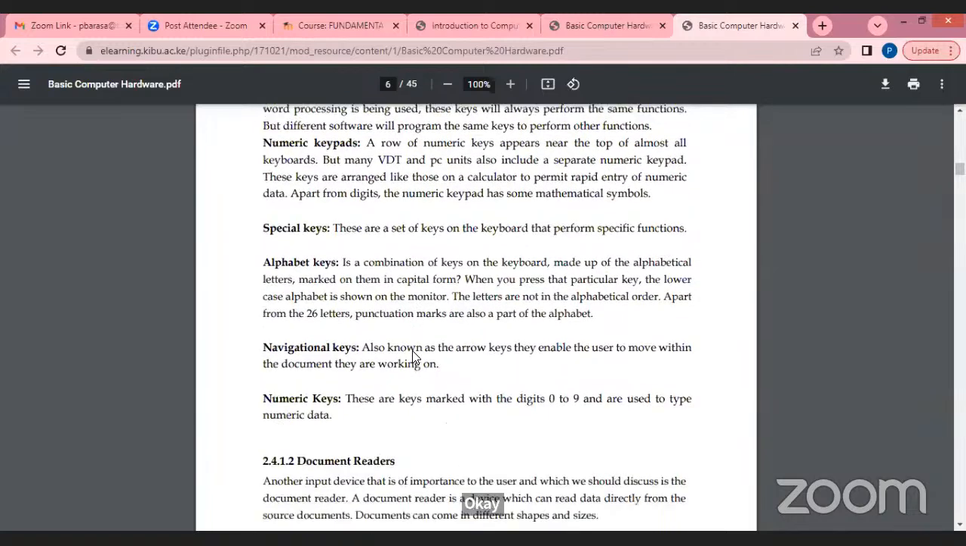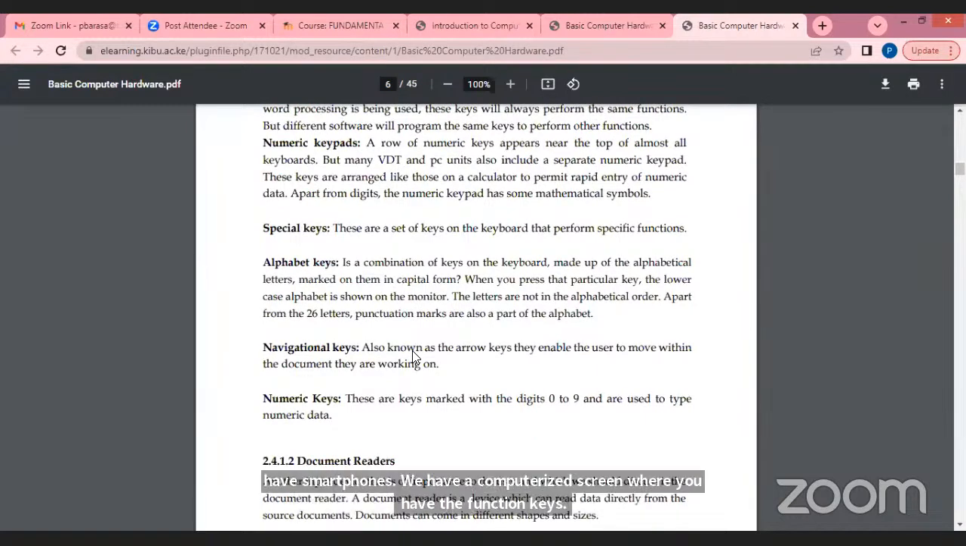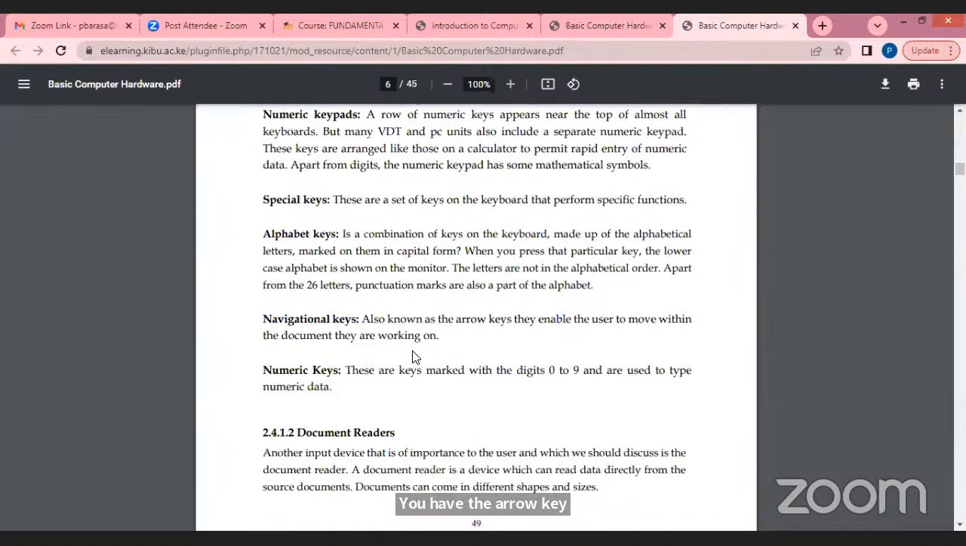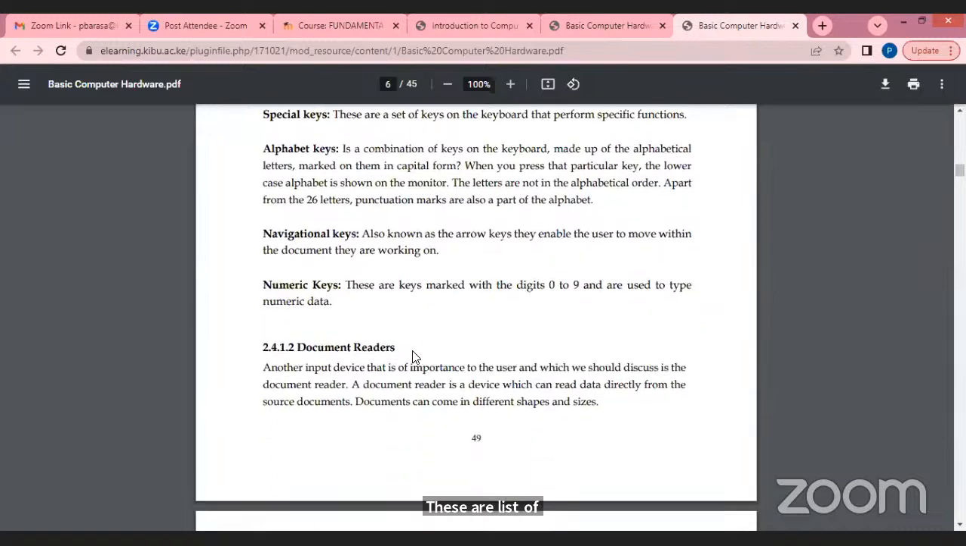These are the alphabet keys: A, B, C, D. Very important, those keys. Then we have the navigation keys, also known as the arrow keys. They enable the user to move within the document they are working on. Then we have the numeric keys, which are also important.